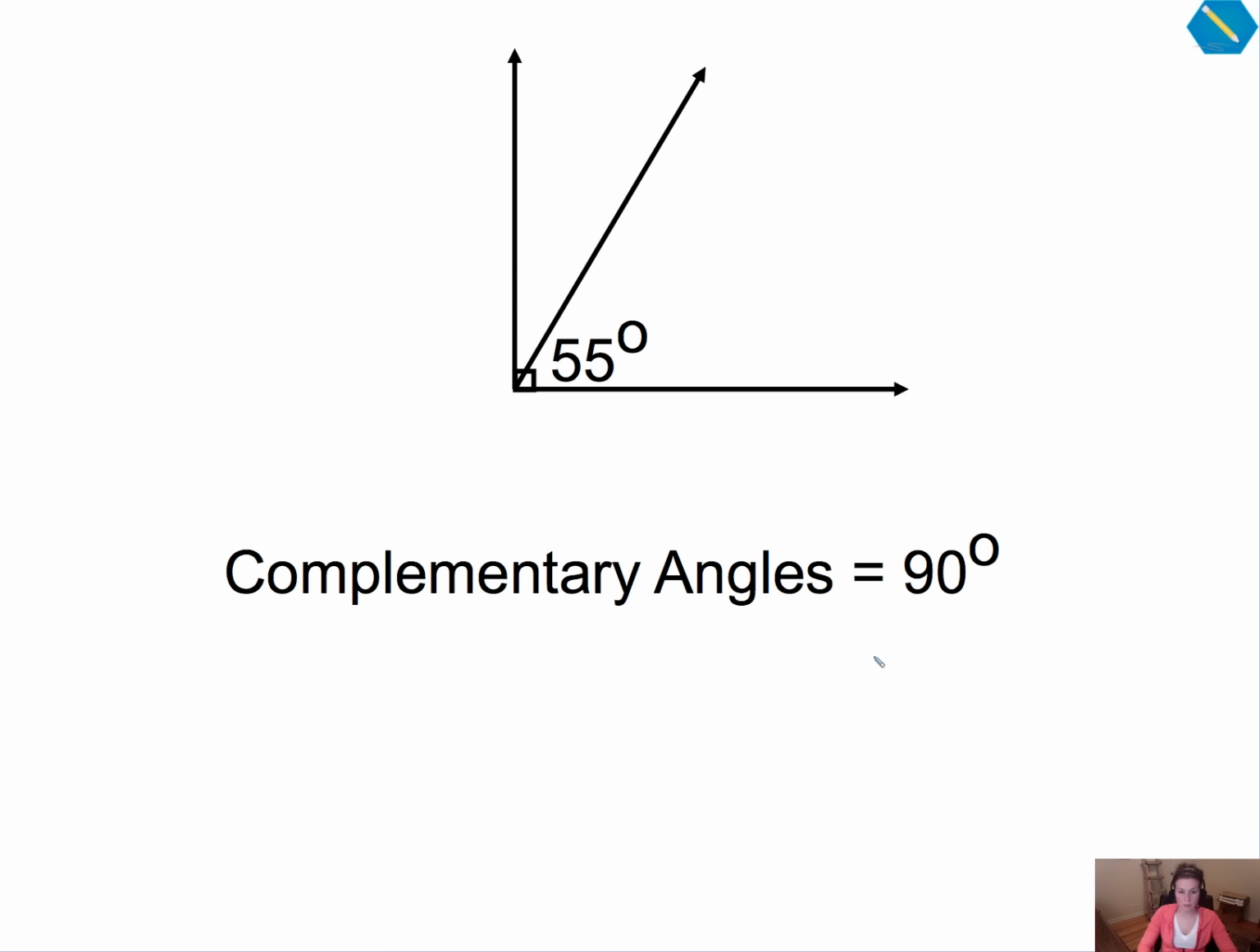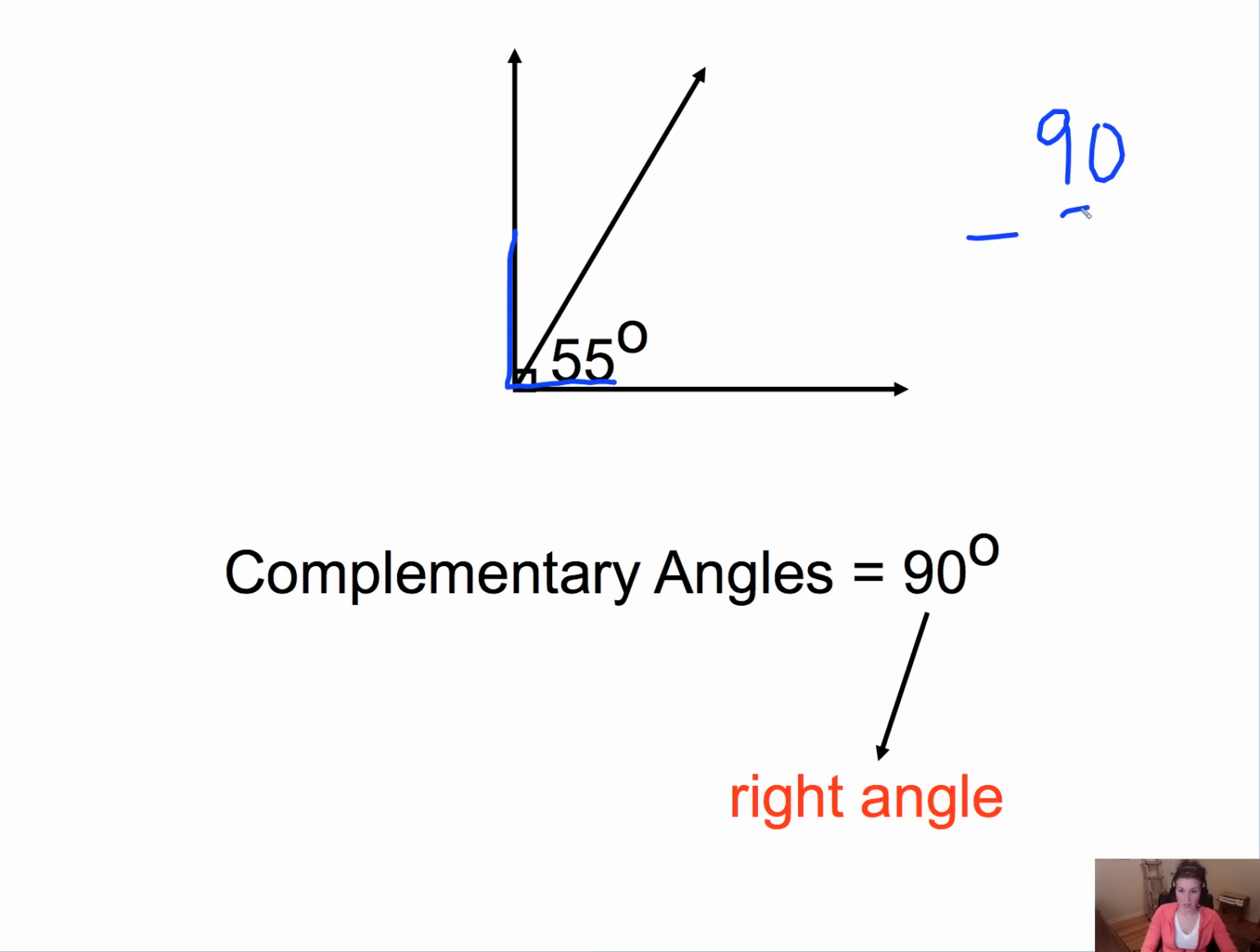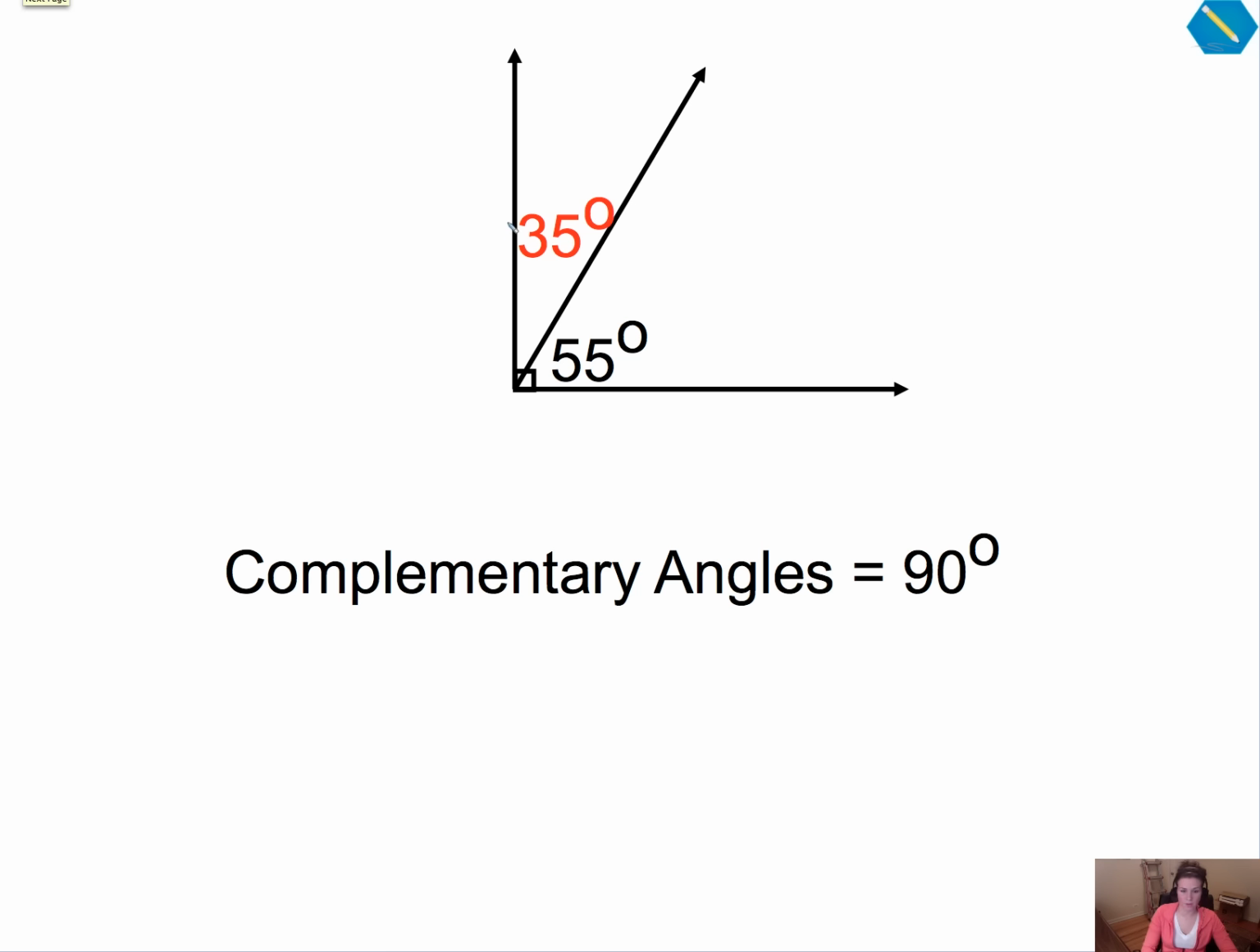Next, let's talk about complementary. Complementary angles combine to equal 90 degrees. And remember, 90 degrees is simply a right angle. So here's our right angle. This plus this equals 90, so I'll just do the opposite to figure out the missing angle. 90 minus 55 gives us our missing angle of 35 degrees.